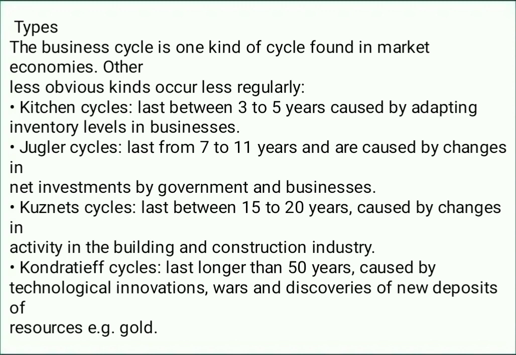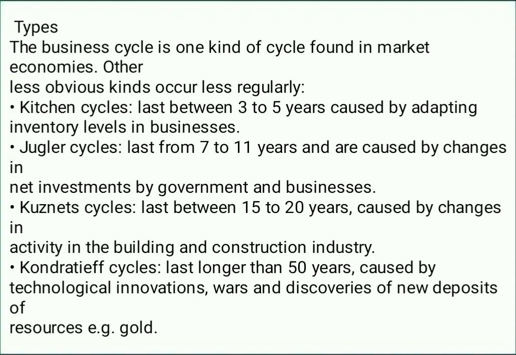Kitchen cycles last between 3 and 5 years, caused by adapting inventory levels in the business. So Kitchen, 3 to 5 years. Juglar, 7 to 11 years. Kuznets cycle, 15 to 20 years. Then Kondratiev, the one that is very difficult to pronounce, is 50 years. So remember, guys, the one that's very difficult to pronounce, which is Kondratiev, is 50 years.